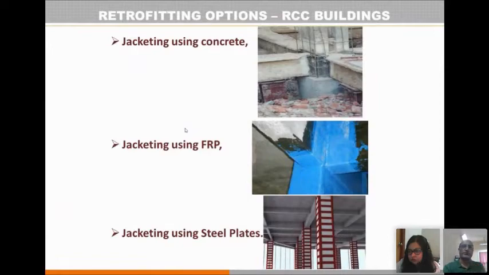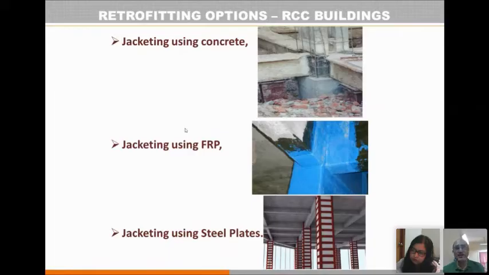For dealing with the RCC frame building, there are various alternative options for retrofitting. These are jacketing using concrete and additional reinforcements. Section enlargement is one of the approaches, but the only thing is the section sizes increase exceptionally large.